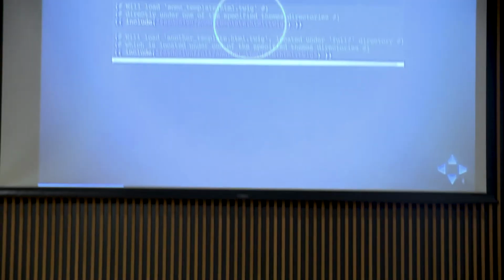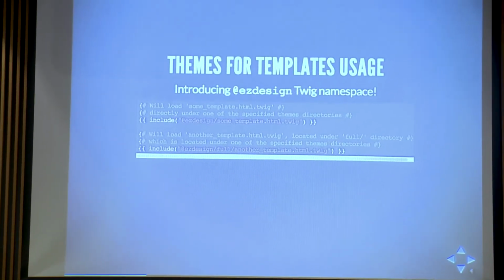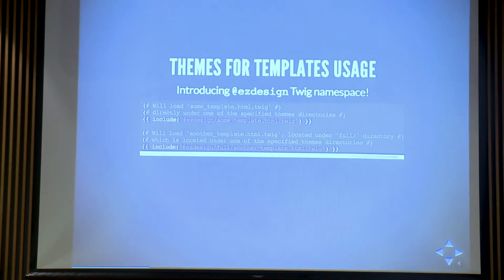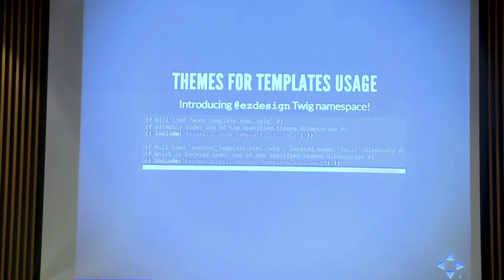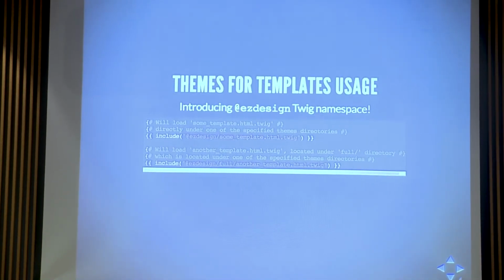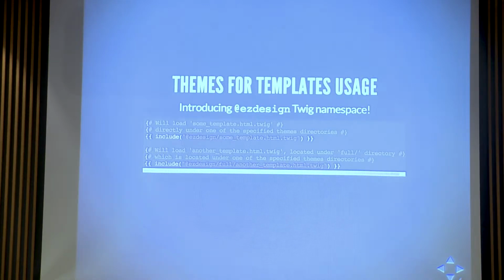So you can do that here for some templates directly under one of the configured themes for your current design. @ezdesign is just a generic namespace, which will be then converted to the appropriate folder. And another template here. So basically, it will look for another_template.html.twig inside the foo subdirectory of your regular views directories.